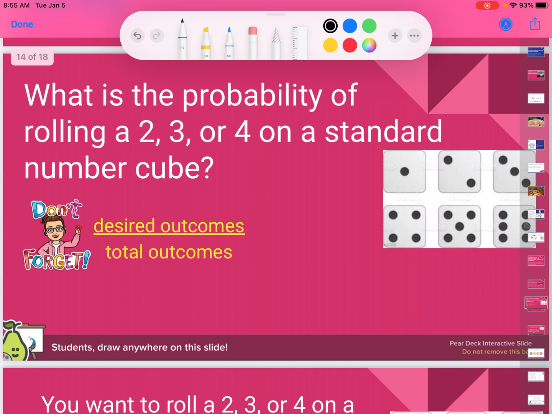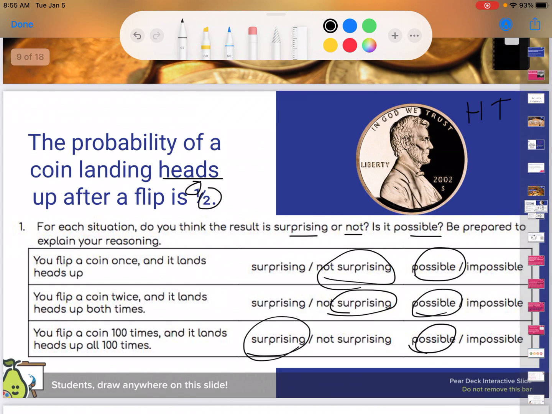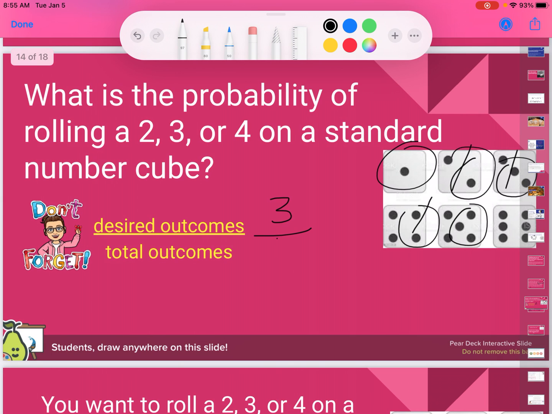All right, so what is the probability of rolling a 2, a 3, or a 4 on a standard number cube? Well, a 2, a 3, or a 4, so that's 3 out of 6 possible outcomes, which would be 1 out of 2. So I can reduce my fraction. So the desired outcomes, there were 3 desired outcomes out of the 6 possible outcomes.